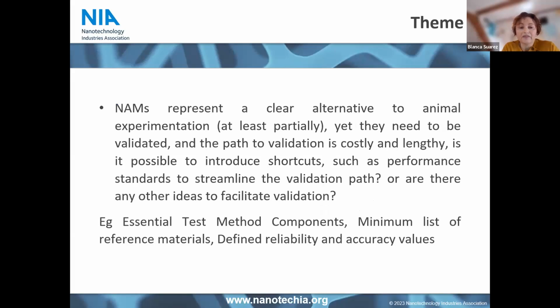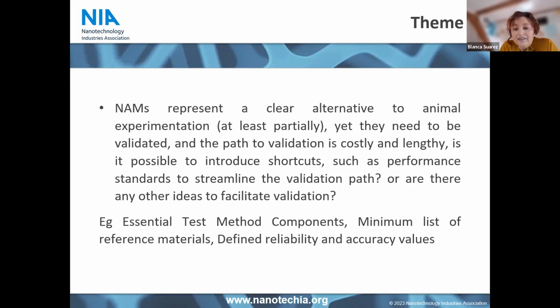And the first question that you can see on the screen, since we just heard Elijah, will go to Elijah and Valerie. The question here is that NAMs represent a clear alternative to animal experimentation, at least partially. I don't think we are in a place now to completely avoid in vivo. Yet they need to be validated, and the path to validation is costly and lengthy. Is it possible to introduce shortcuts, perhaps some performance standards to streamline the validation path? Or do you have any other ideas on validation?